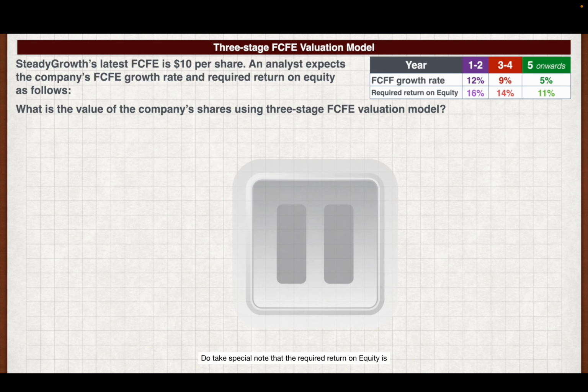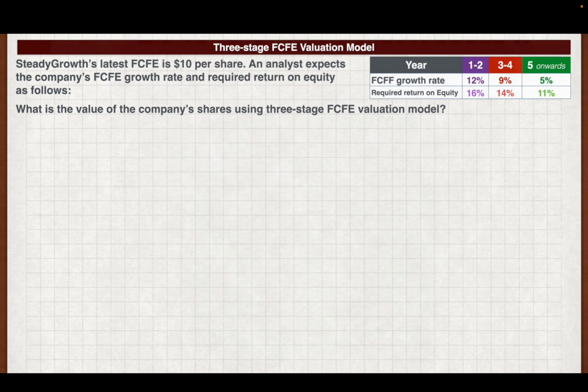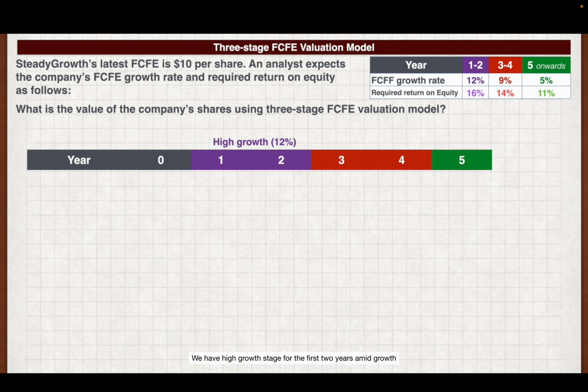Do take special note that the required return on equity is not the same for all of the stages, so you may have to discount the cash flows using different discount rates. And we're back. Let's first define the 3 stages. We have a high growth stage for the first 2 years, a mid-growth stage the following 2 years, and a constant growth stage from the 5th year onwards.